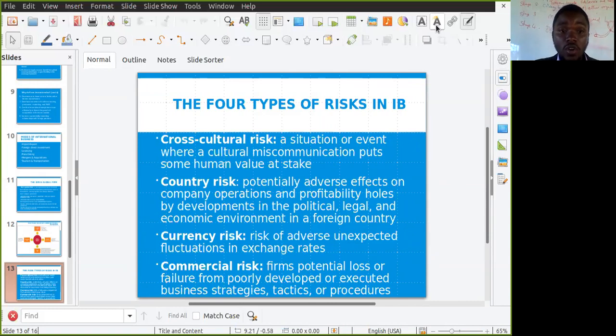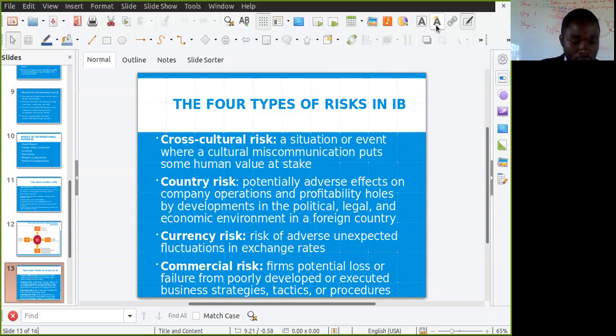Cross-cultural risks. A situation or event where a cultural miscommunication puts some human value at stake. For example, in Zambia, we've got different cultures. In the Eastern part, where I come from, the way I'll carry myself is going to be different to the way somebody will carry themselves from the northern or the southern part of Zambia. This is because these cultural differences exist. The way home A is going to welcome visitors is going to be different to the way home B is going to welcome visitors.